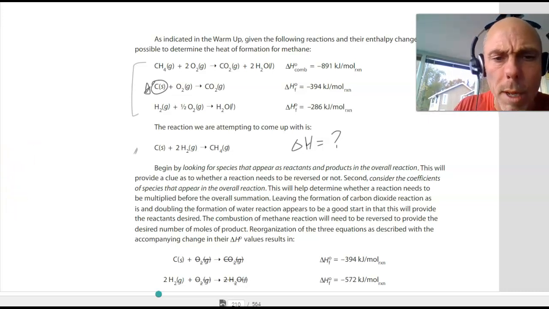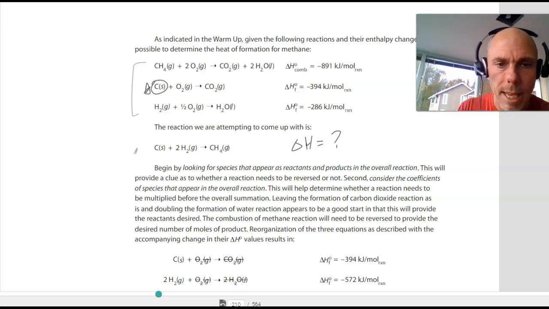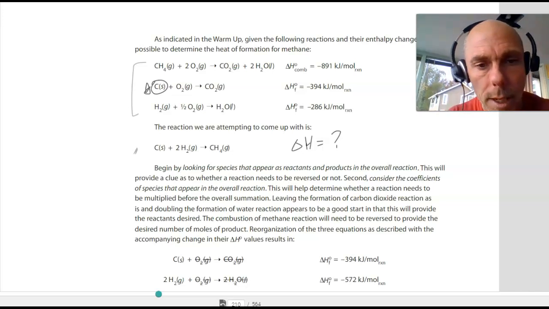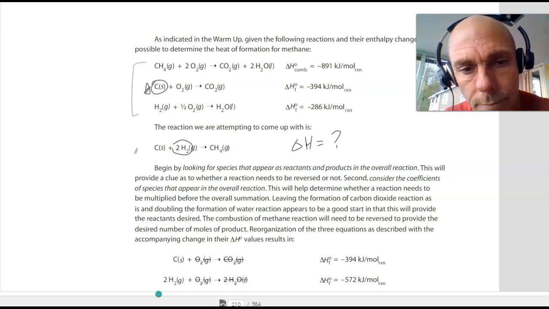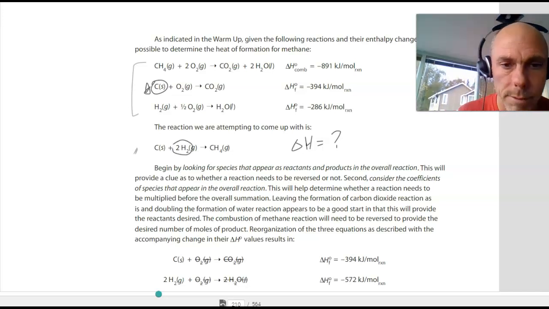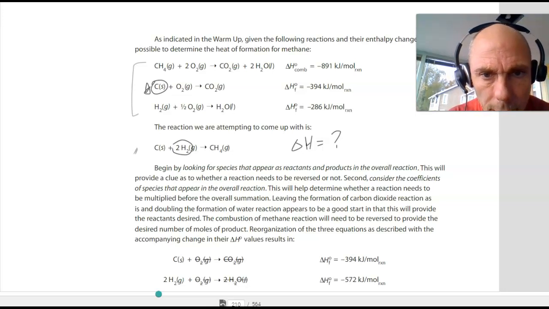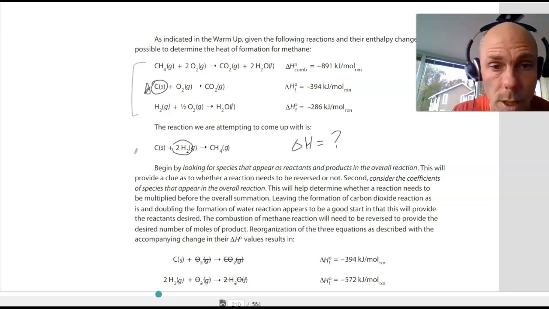So in a moment, you'll hear me say that reaction 2 doesn't need to be manipulated. It has carbon on the reactant side, and there's just 1 mole of carbon, which is what I want in the overall reaction. So now I'm going to look for hydrogen in any of these reactions above. And it looks like hydrogen is in reaction 3.